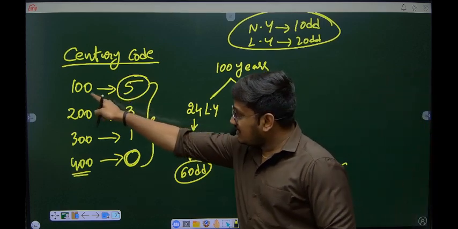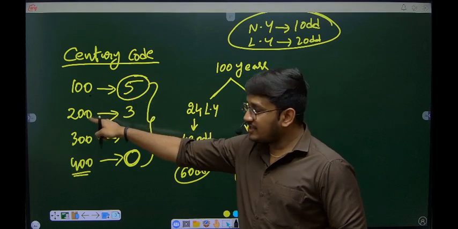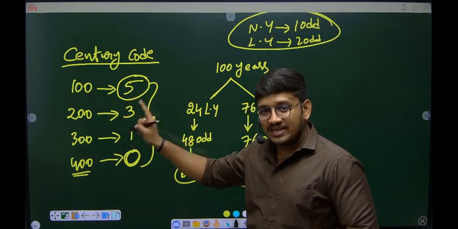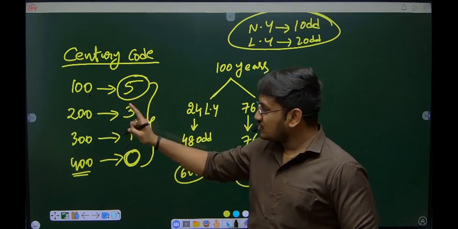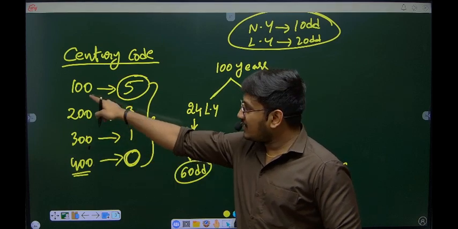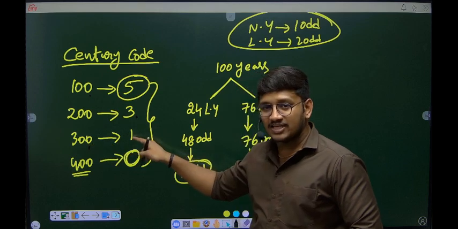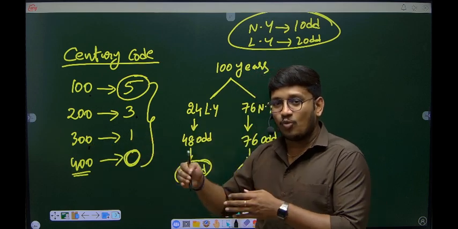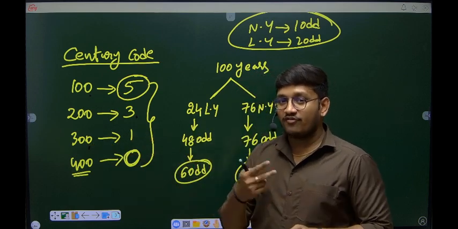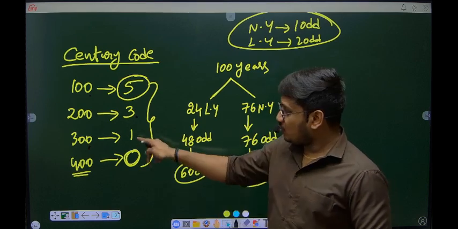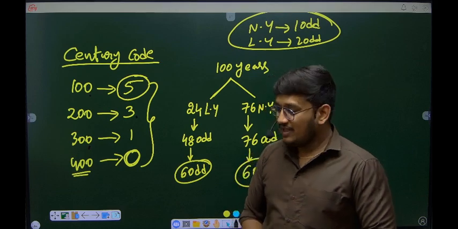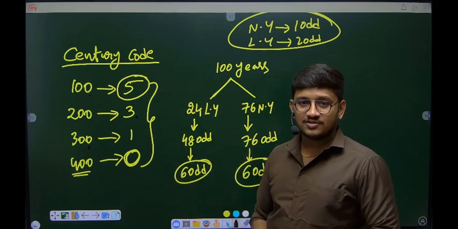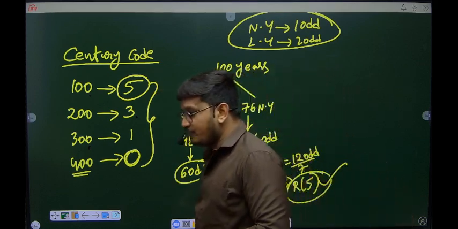For 100 years we have 5 odd days. For 200 years it will be 10 odd days, and 10 indicates 3, right? Again 300 years: 100 means 5, so 300 means 15 actually. 15 odd days means 1 odd day, because in 15 odd days we can form 2 complete weeks, so 1 day is left out. Likewise we got this century code. Okay, hope you are clear.